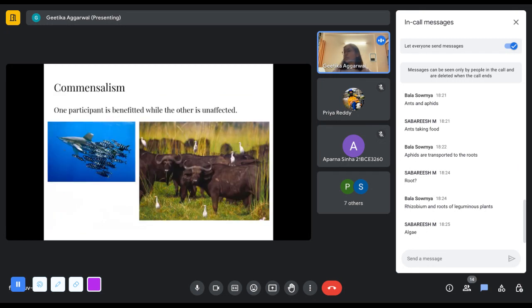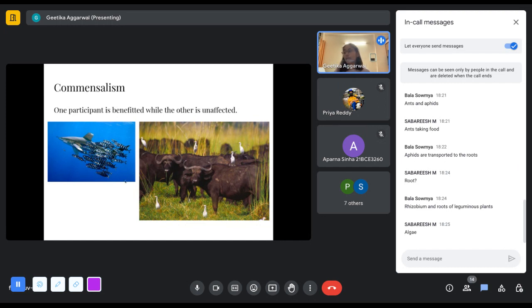Moving on, we have commensalism. I forgot to put the animation in this image, that is why you can see everything at once. So basically, commensalism is an interaction in which one of the participants is getting benefited and the other one is unaffected. It is neither harmed nor benefited.